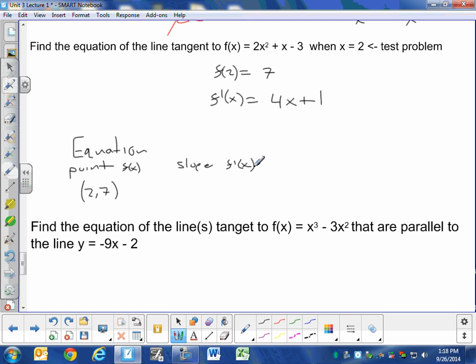Come on, Mr. Messner. You could plug in 2 into that to get the slope of your function when x is 2, that's 9. You have the answer to your test question. Like that. Okay? We go to 26.